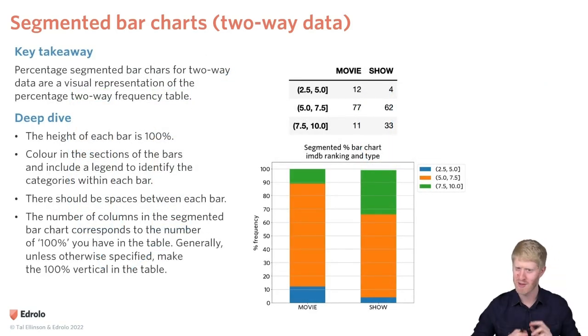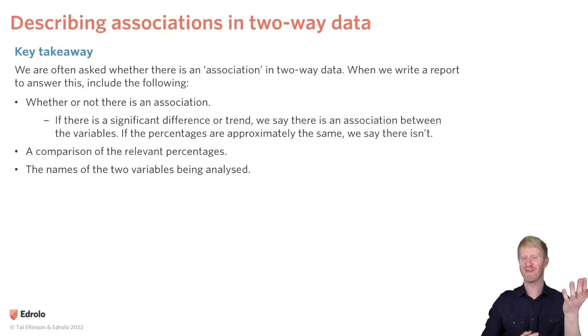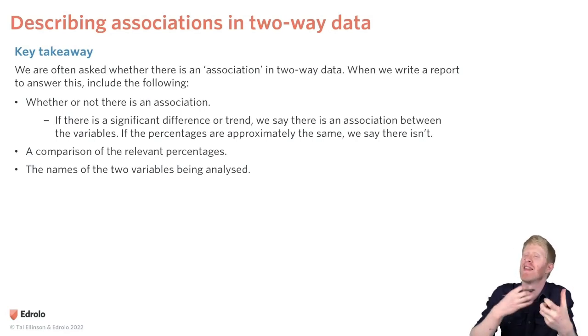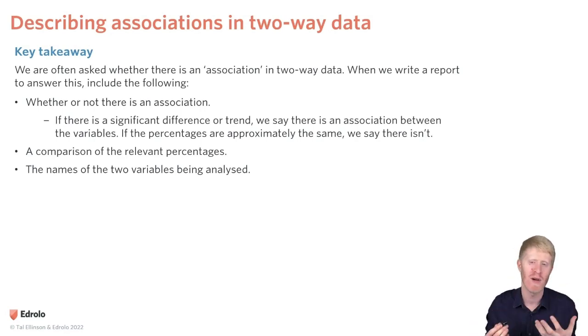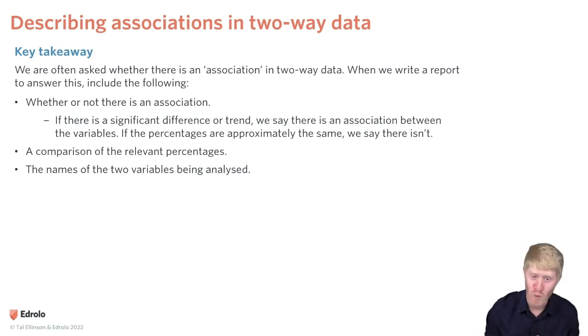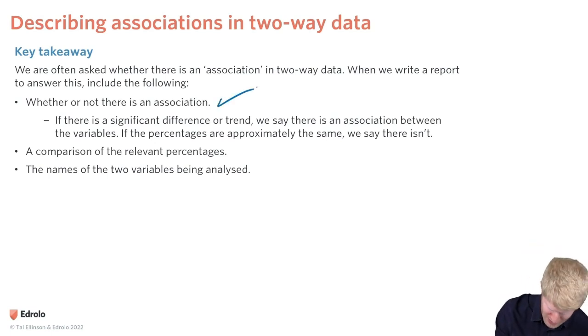I've got those ideas summarized on this slide over here, and we're going to use them now to tackle the question. Once we have our wonderful segmented bar charts, we're often asked to do an analysis to answer the question of, is there an association between the data? And when we give an answer to that kind of question, we're going to want to do 3 things. First of all, answer directly.